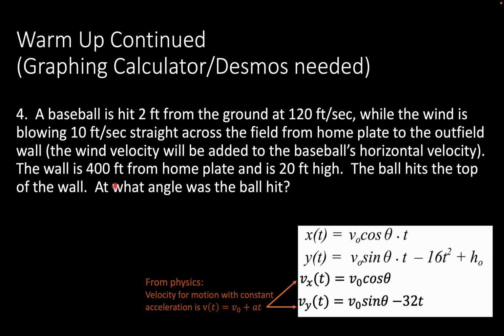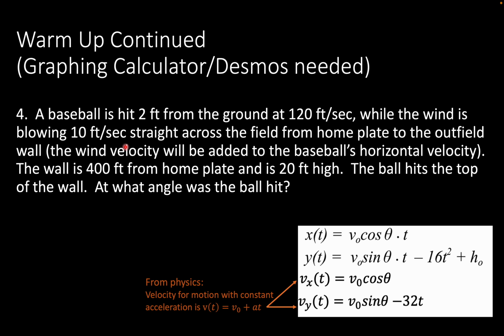Problem 4 of today's warm-up will require you to have either a graphing calculator or Desmos on hand. So if you are in a classroom, go grab yourselves an Inspire. So we are working with a baseball. Baseball is hit 2 feet from the ground at the speed of 120 feet per second, while the wind is blowing 10 feet per second straight across the field from home plate to the outfield wall. So that's in the direction of the motion of the baseball.